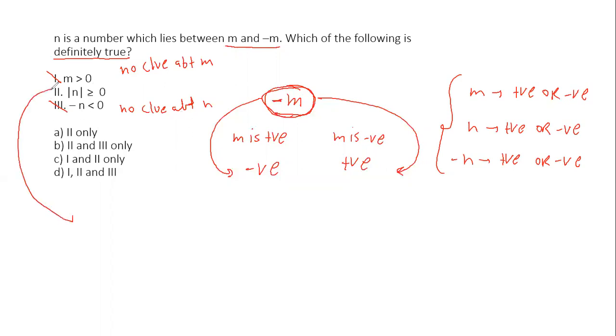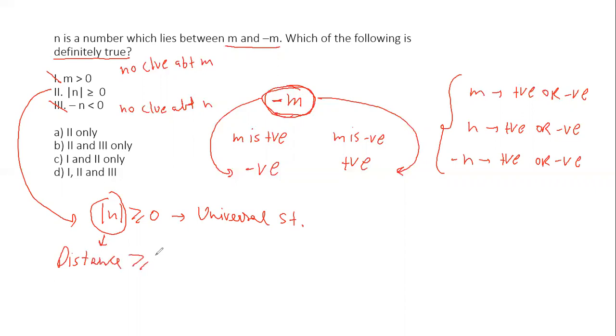But for the second statement, which is mod of n is greater than or equal to 0, I really don't need the question on the top to prove this. It's a universal statement. This is always true because I know that modulus is nothing but distance, and the distance will either be greater than or equal to 0. The distance can never be negative. So I really don't care what the value of n is. Mod of n will definitely be 0 or greater than 0, which is perfectly true. So the answer is straight away A, that is statement number 2 only.